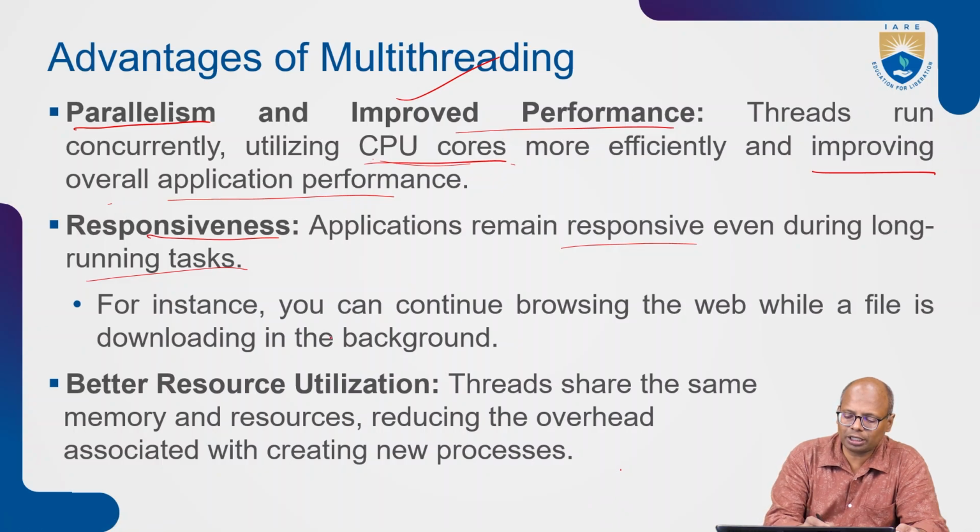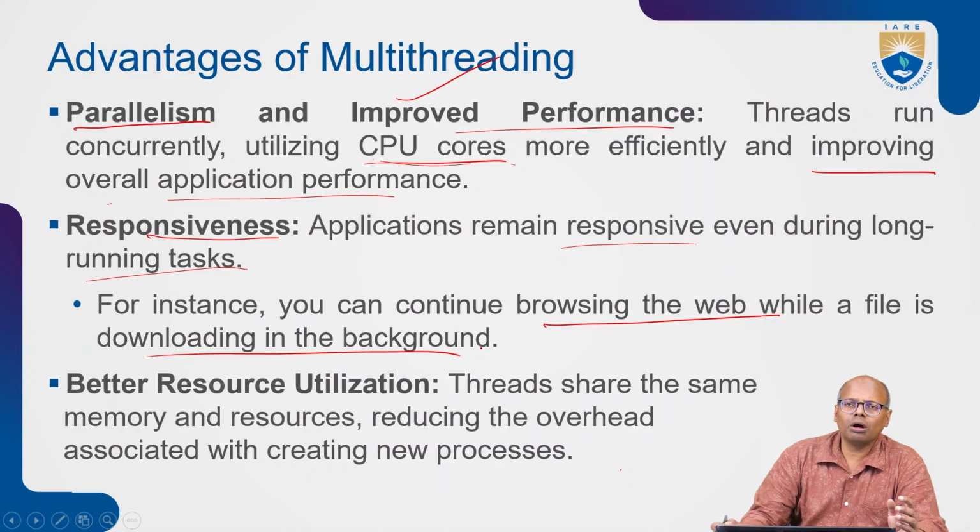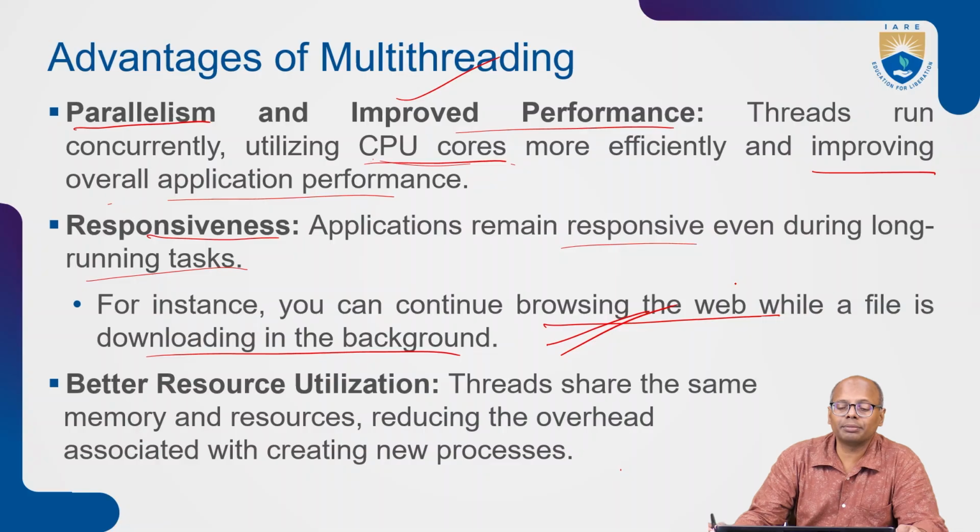For instance, you can continue browsing the web while a file is downloading in the background. If the browser has to use only one thread, I have to wait to browse until the download is complete, so my time is wasted. That is the main advantage of multi-threading. The download can happen, or you can have many parallel downloads also. 2-3 files we can download, and we can also browse, with the same browser, if you are using multi-threading.